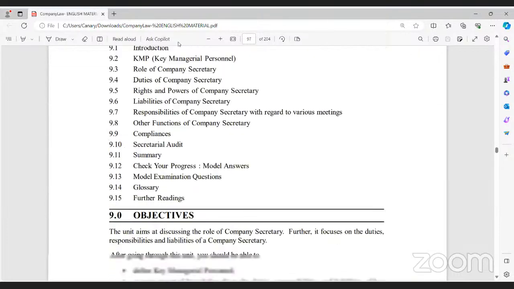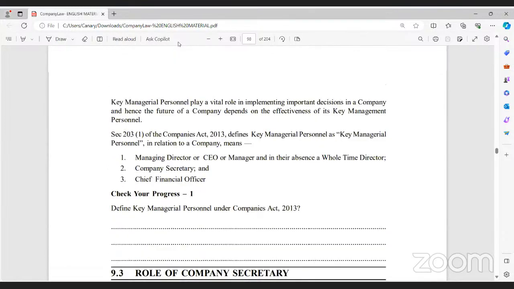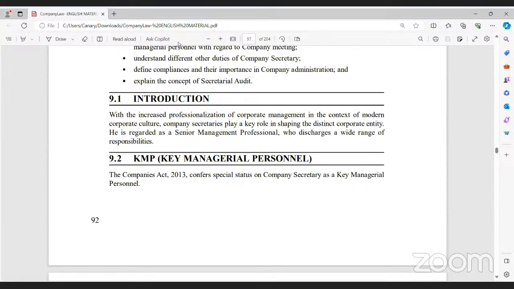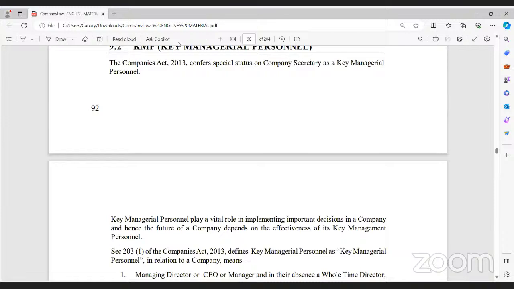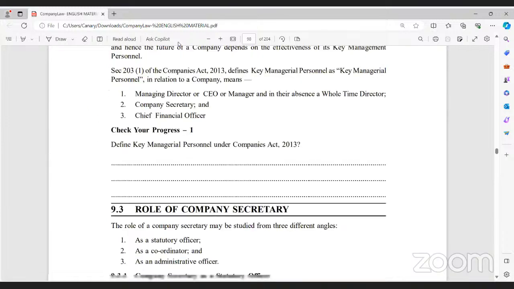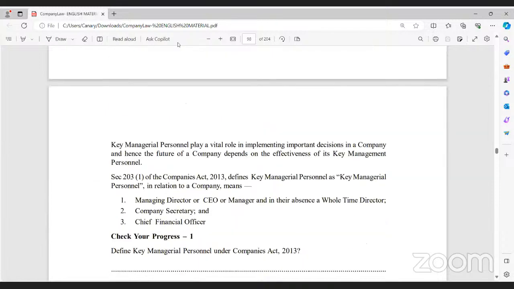Yes, ma'am. What is the status of company secretary? What is his status and how is he treated? What are his functions, his role? What is his role? He's a company secretary.